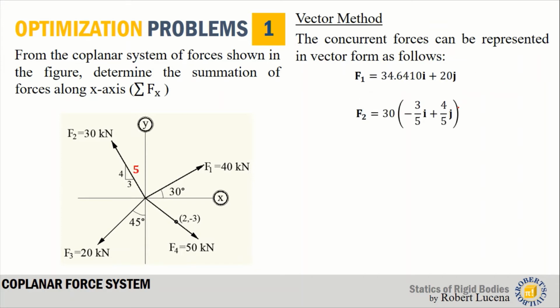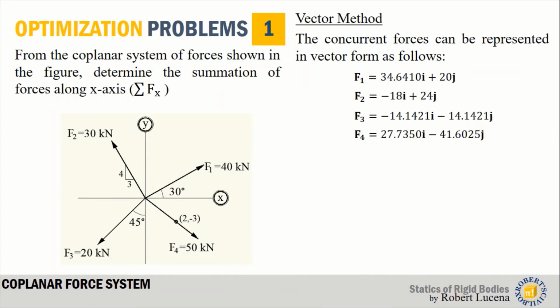Now we have F1. To get F2, or to represent F2, that is the magnitude of F2 and the unit vector of F2. Again, this has been discussed in my previous lecture series. Now we have to represent F2. Now F2 is negative 18i plus 24j. And the rest should be written.